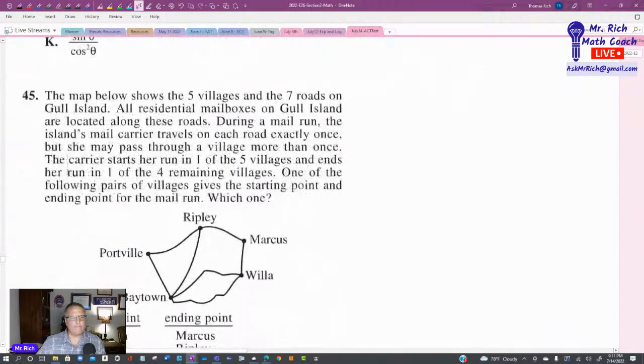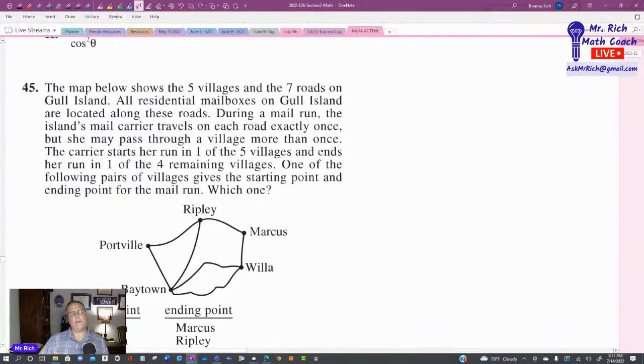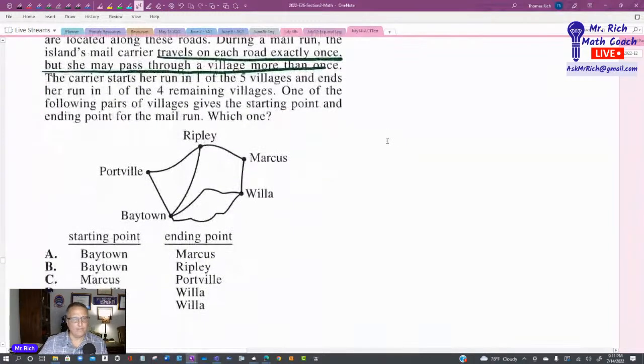All right, 45. The map below shows 5 villages and the 7 roads on Gull Island. All residential mailboxes on Gull Island are located along these roads. During a mail run, the island's mail carrier travels on each road exactly once, but she may pass through a village more than once. The carrier starts her run in one of the 5 villages and ends her run in one of the 4 remaining villages. Which of the following pairs of villages gives the starting point and the ending point for the mail run? You've got to be kidding me. Travels on each road exactly once, can't go the same path, but may pass through a village more than once.